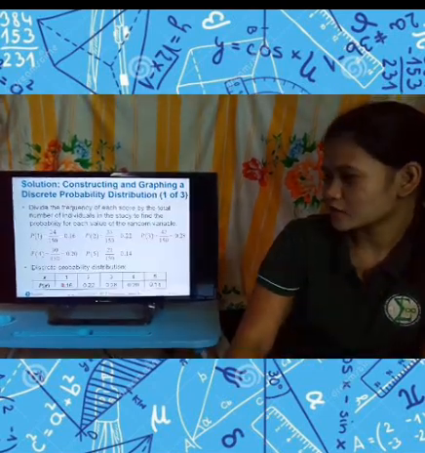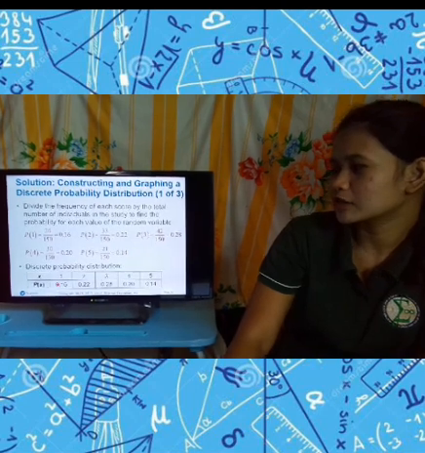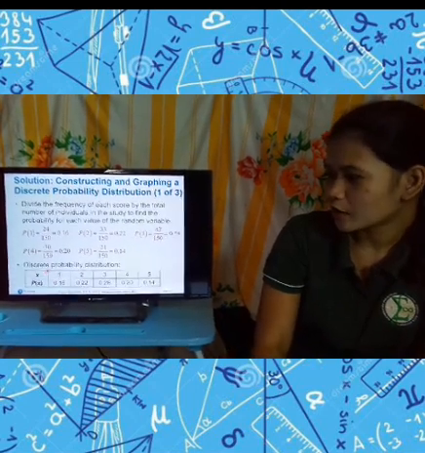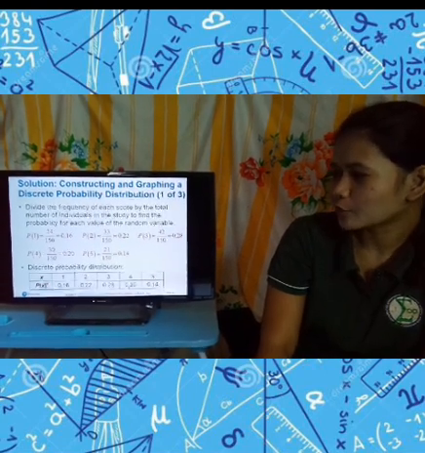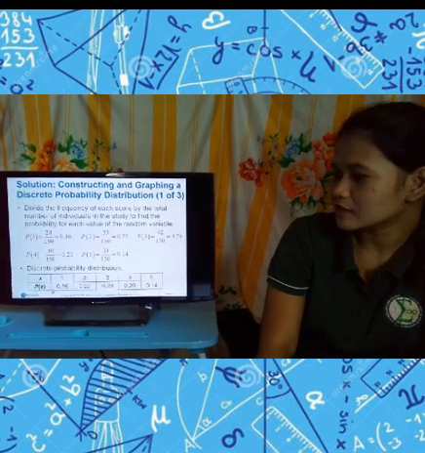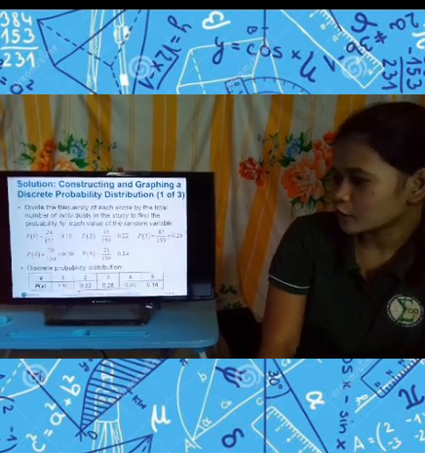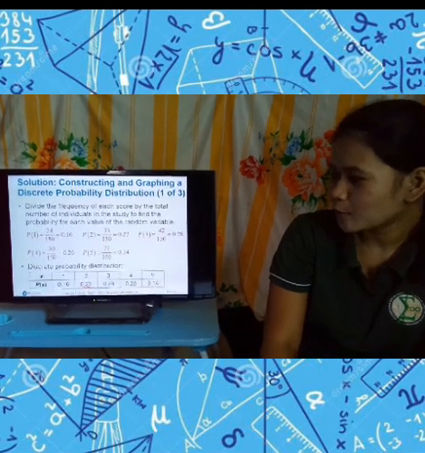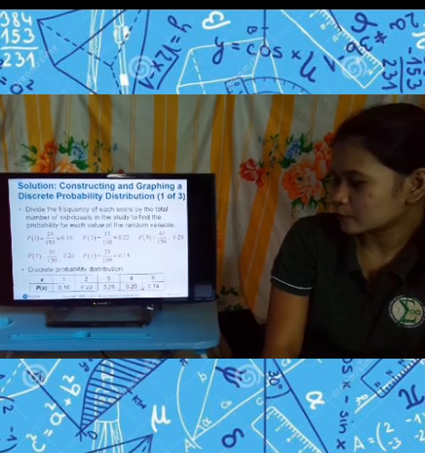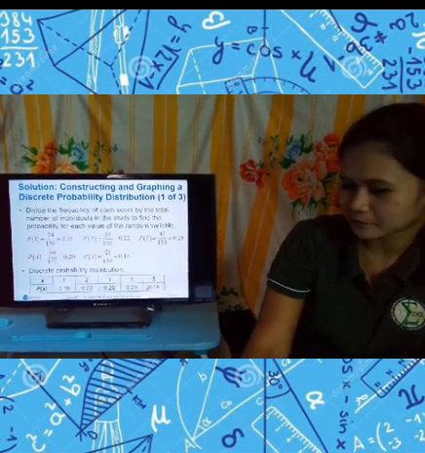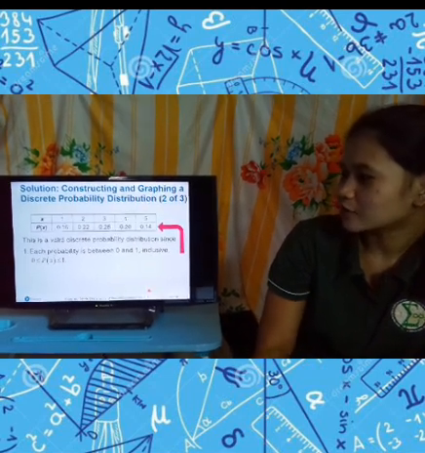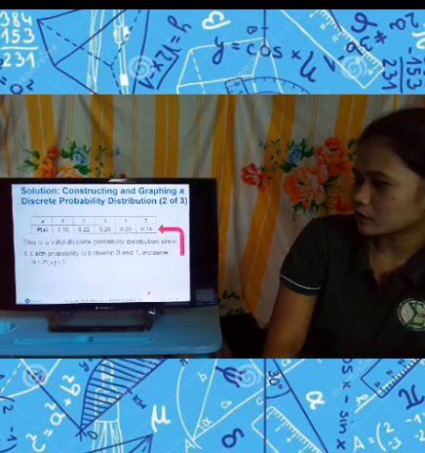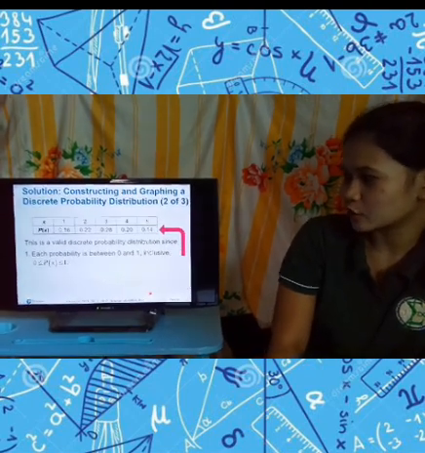So now, let's proceed to making the discrete probability distribution table. We have here x and P of x. First, P of 1 is equal to 0.16, P of 2 is 0.22, P of 3 is 0.28, P of 4 is 0.20, and then P of 5 is 0.14. And then, let's now validate if the probability distribution table is indeed a discrete probability distribution.